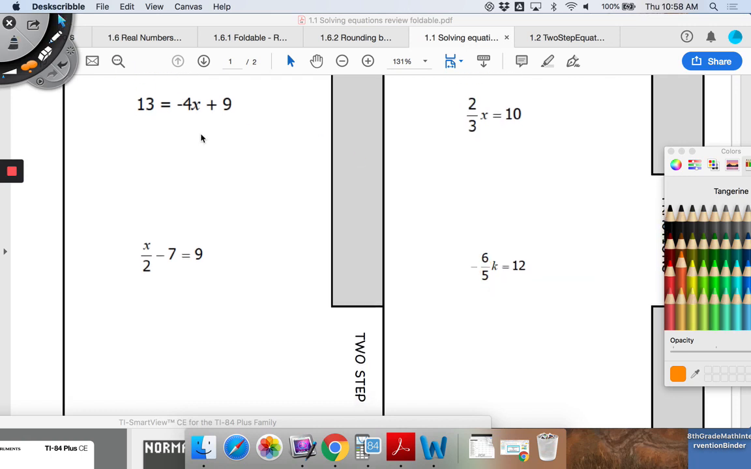Last one we're doing is two-step equations. Two-step equations just means we're not going to be able to get our answer the first step we do, so we're going to have to do it all again like a second step. So we're going to start with that same idea, draw the line down the equal sign.